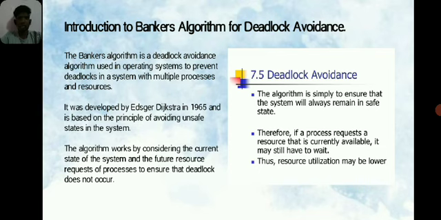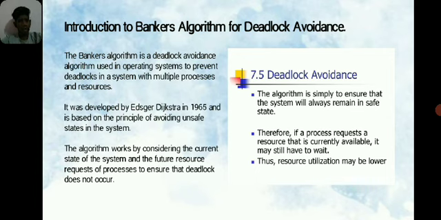The Banker's algorithm is a deadlock avoidance algorithm used in operating systems to prevent deadlocks in a system with multiple processes and resources. It was developed by Edsger Dijkstra in 1965 and is based on the principle of avoiding unsafe states in the system. The algorithm works by considering the current state of the system and the future resource requests of processes to ensure that deadlock does not occur.